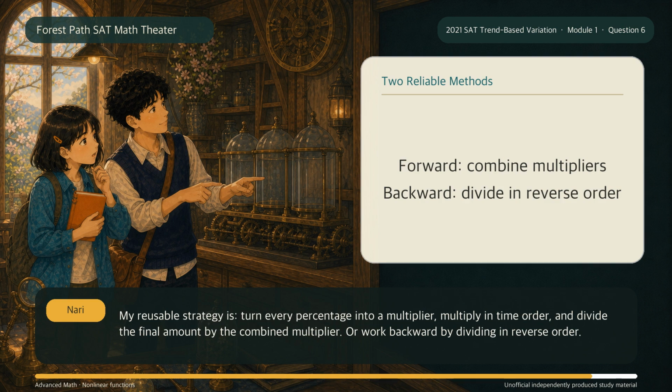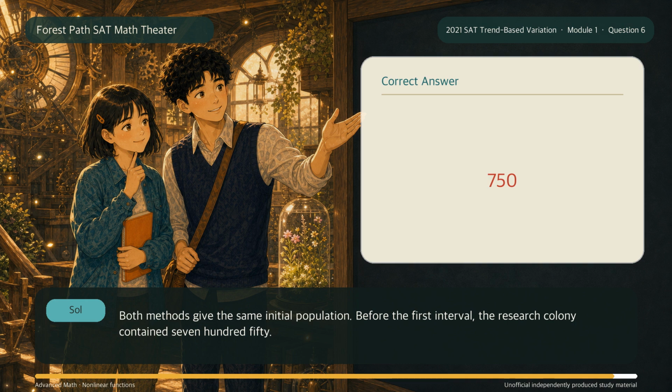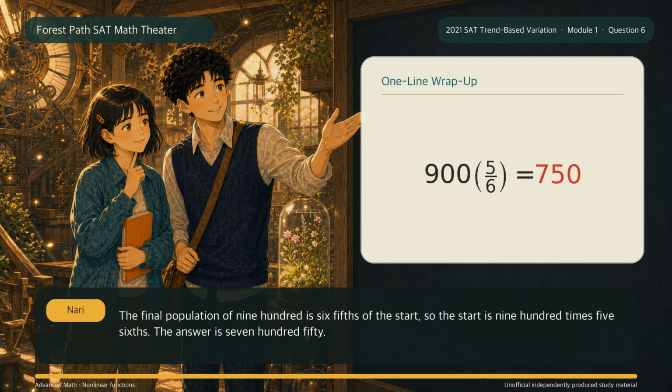My reusable strategy is turn every percentage into a multiplier, multiply in time order, and divide the final amount by the combined multiplier. Or work backward by dividing in reverse order. Both methods give the same initial population. Before the first interval, the research colony contained 750. The final population of 900 is 6/5 of the start, so the start is 900 times 5/6. The answer is 750.